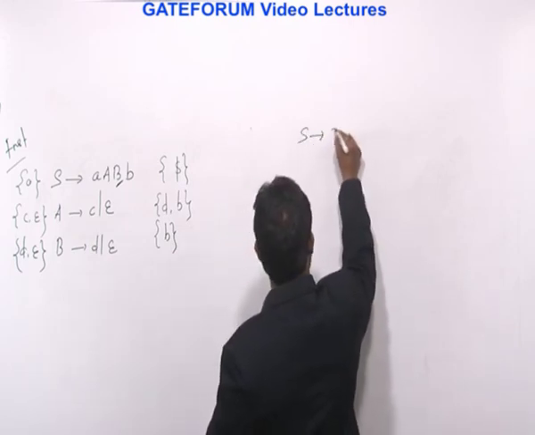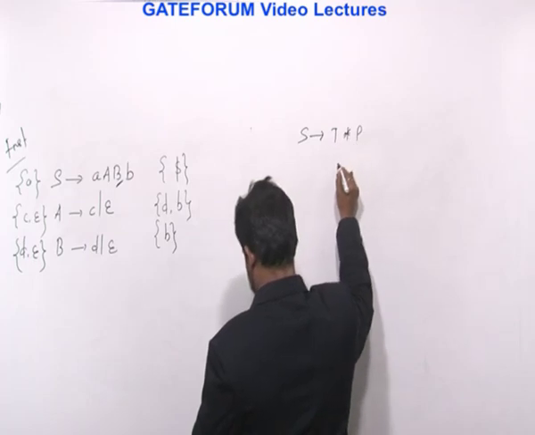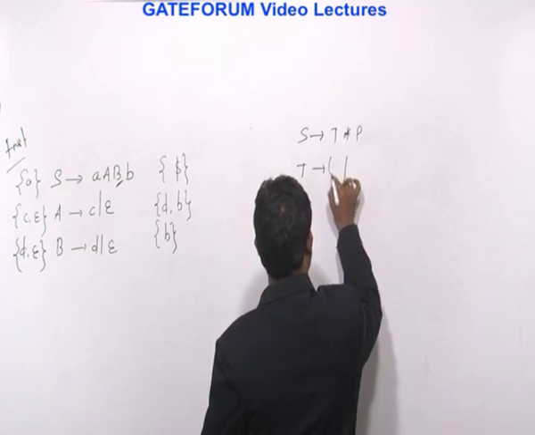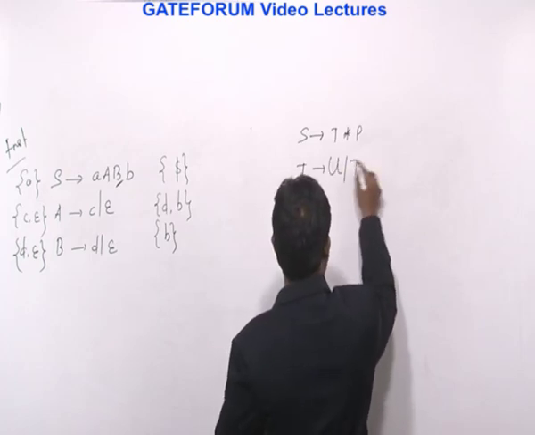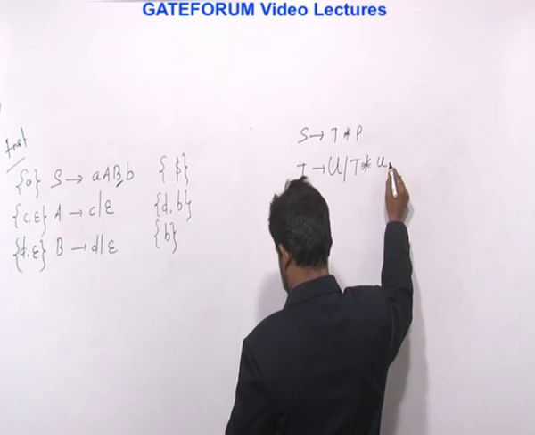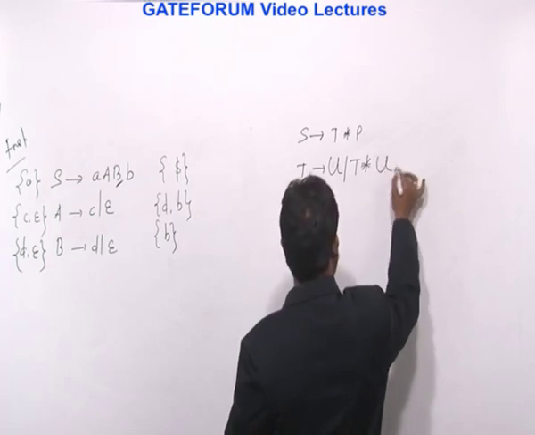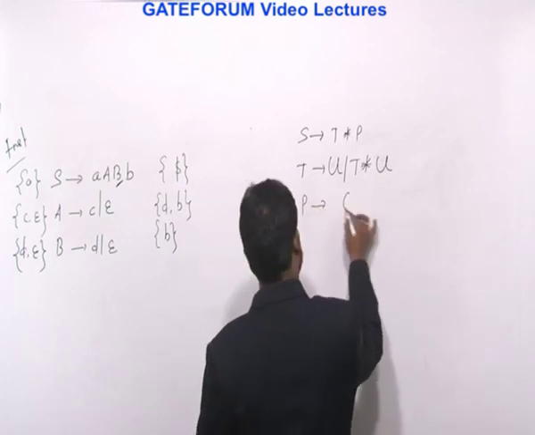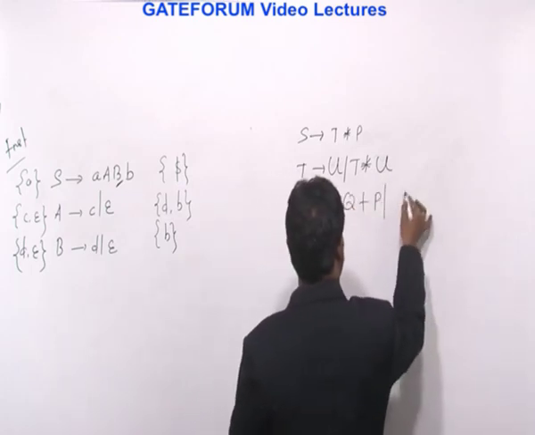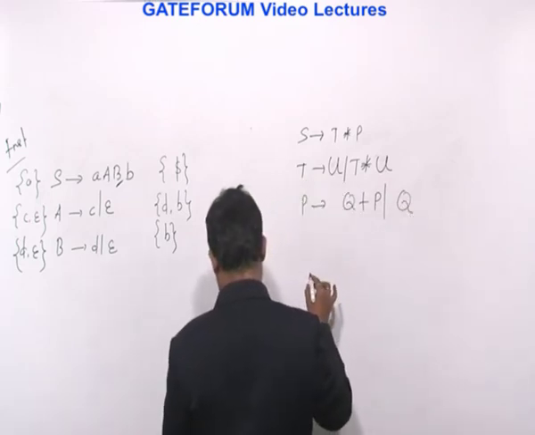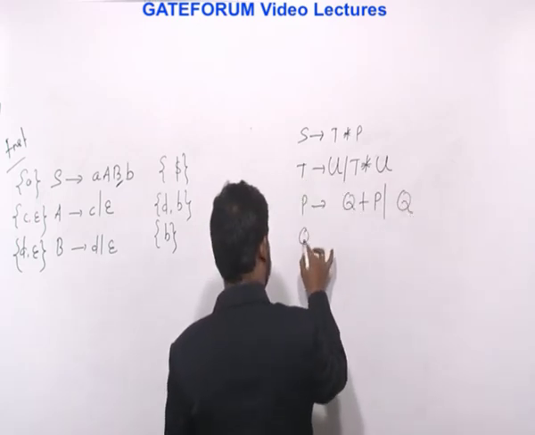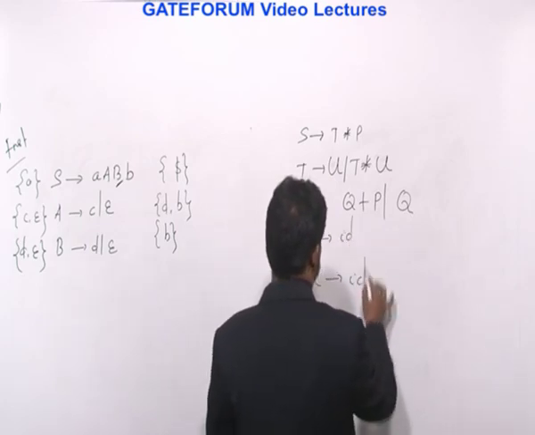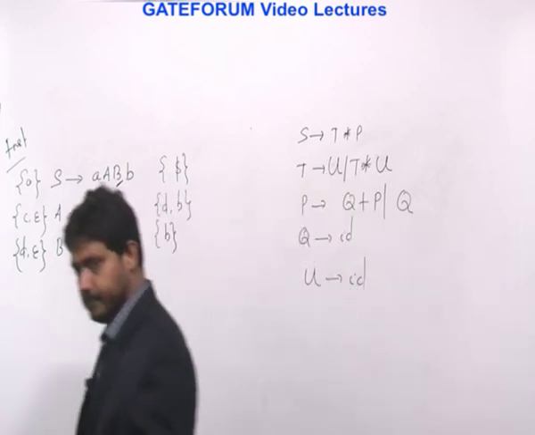S derives T star P. T derives U, or T star U. P derives Q plus P or Q. Q derives ID, and U derives ID. Okay, fine.